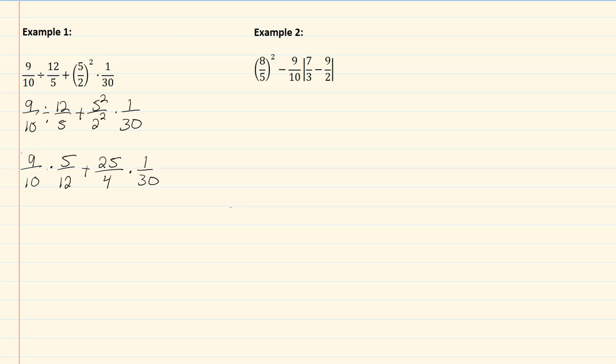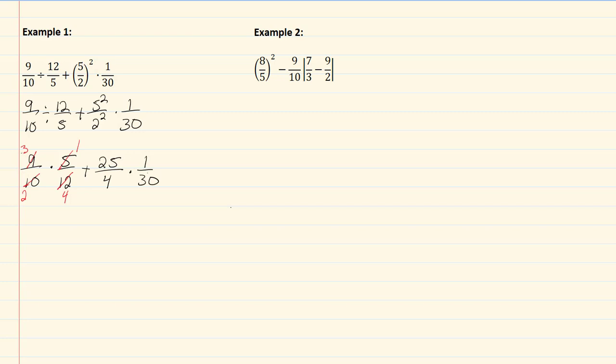In my multiplication parts, I'm looking for common factors before I multiply. 9 and 12 have a common factor of 3. So I'm going to divide out: 9 divided by 3 is 3, and 12 divided by 3 is 4. And then 10 and 5 have a common factor of 5. So 10 divided by 5 is 2, and 5 divided by 5 is 1.